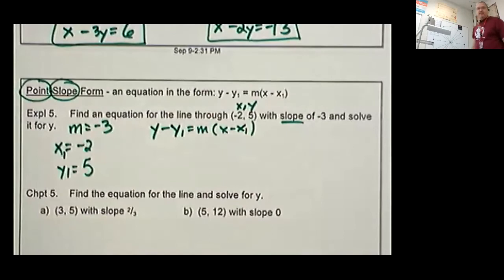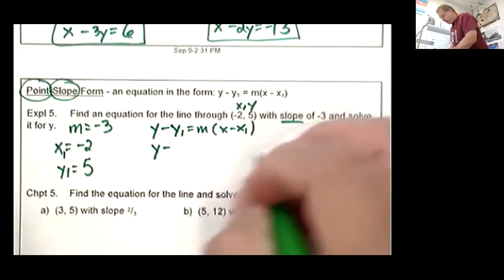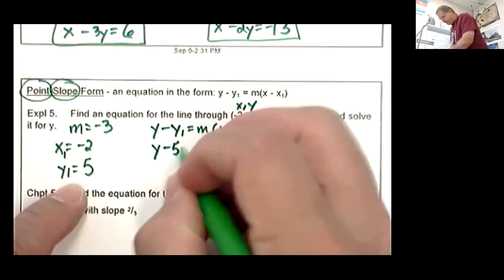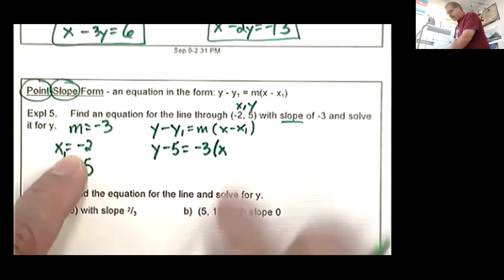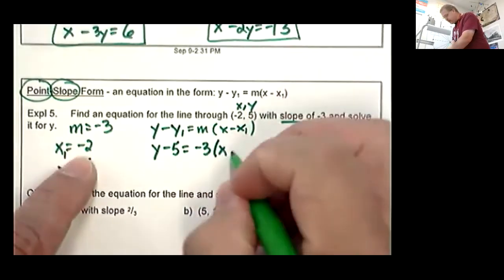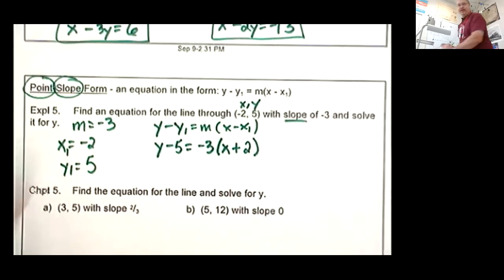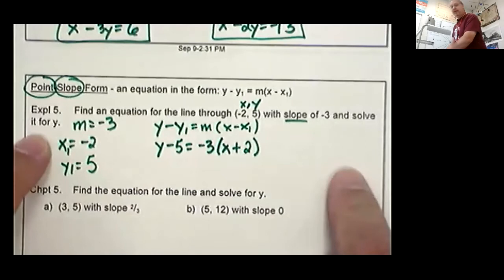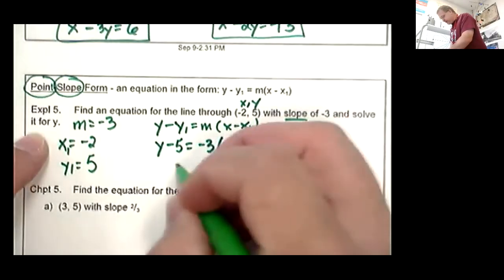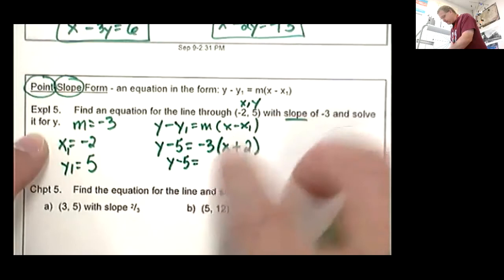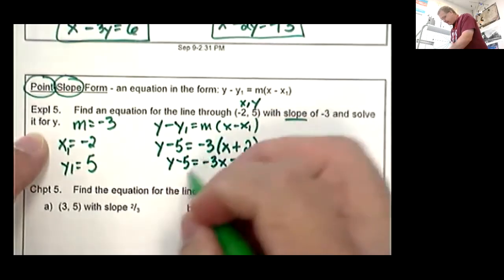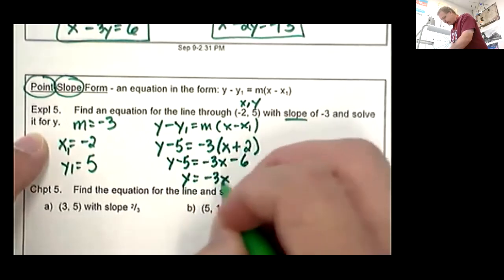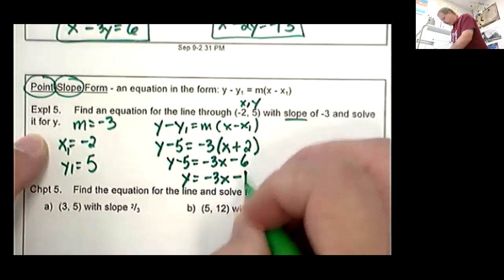We're going to plug that in. And here we go. So y minus the y coordinate, which is 5, is equal to our slope, which is -3, times x minus the x coordinate. Note minus and -2. The negatives cancel. I'm going to write that as a +2. And now we're just solving for y because we're going to go to slope-intercept form. So this is y minus 5. Distributive property gives us -3x minus 6. Add 5 to the other side. Y is equal to -3x minus 1.